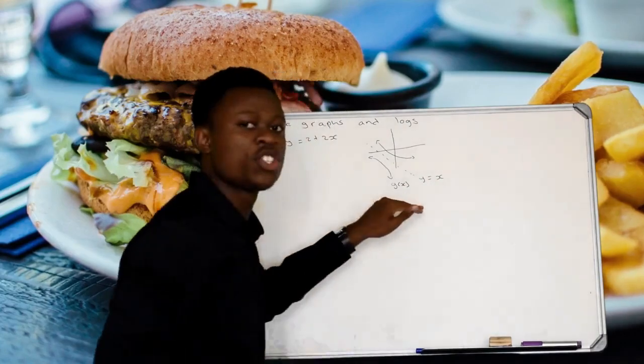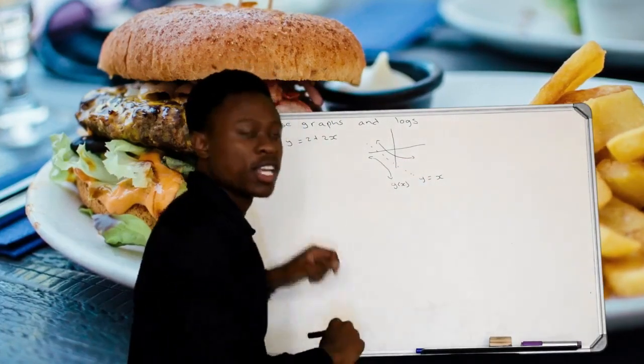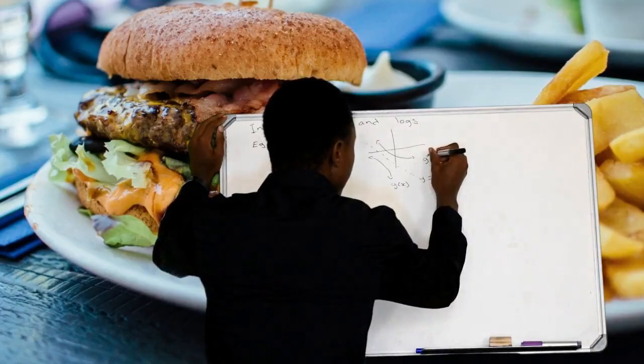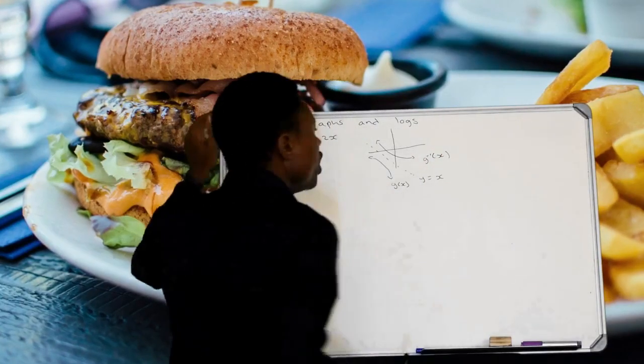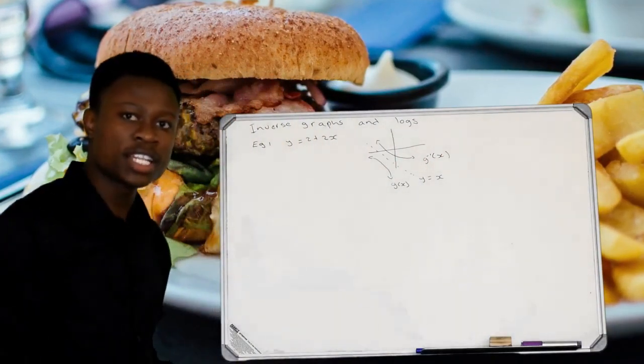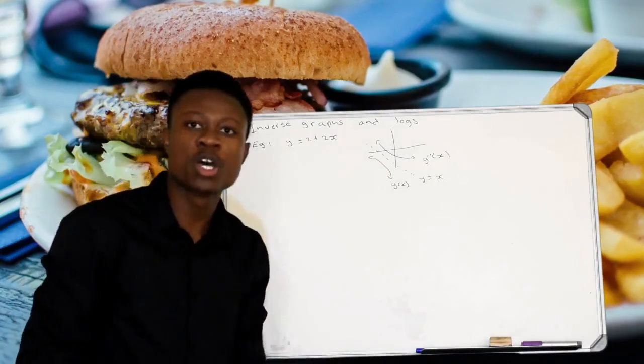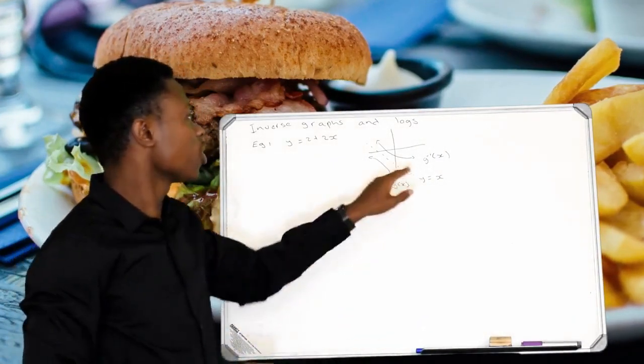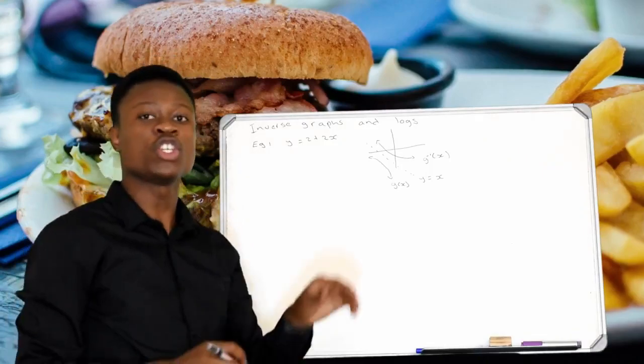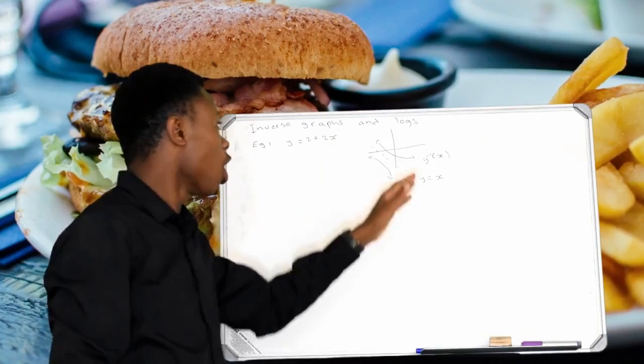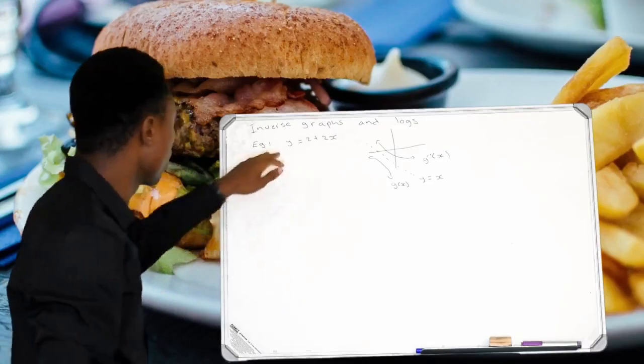So if this is g of x and that is the inverse, that becomes g inverse of x, which is g to the negative 1. Keep in mind when you come across g prime, this is not the same as that. This is g inverse, g to the power of negative 1 of the function x. So now let's do the example.